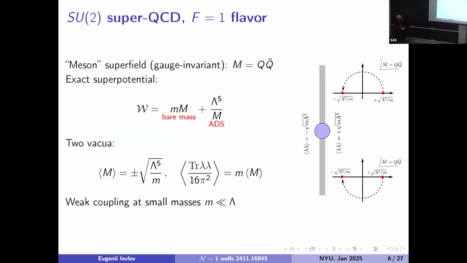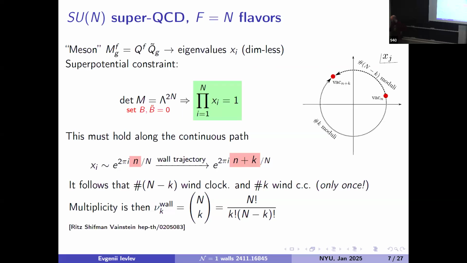And when we had one quark flavor and SU(2), we had two domain walls. In the general case, it turns out that you can also write down the domain wall multiplicity. Again, between two fixed vacua, there can be multiple domain walls, which are given by this combinatorial coefficient.